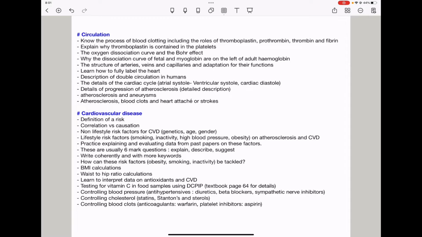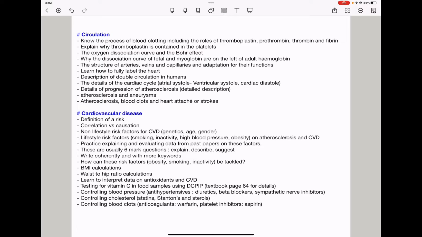You need to learn how to fully label the heart. You do not need to draw, but you need to know how to label. You need to carry out description of double circulation in humans, explain and give a detailed explanation as well as a description of everything that goes on. We need to know the details of the cardiac cycle, like atriosystole, ventricular systole, as well as cardiac diastole.